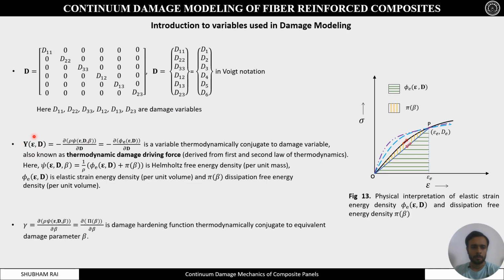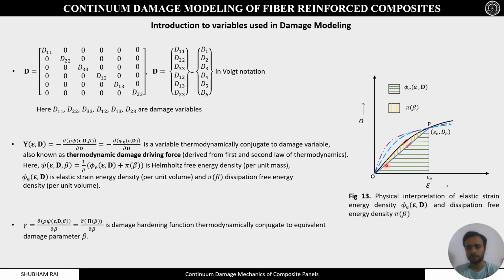One is the thermodynamic damage driving force and the other is the damage hardening function. The thermodynamic damage driving force is thermodynamically conjugate to the damage variable, whereas the damage hardening function is thermodynamically conjugate to the damage parameter beta. So what is damage parameter beta?